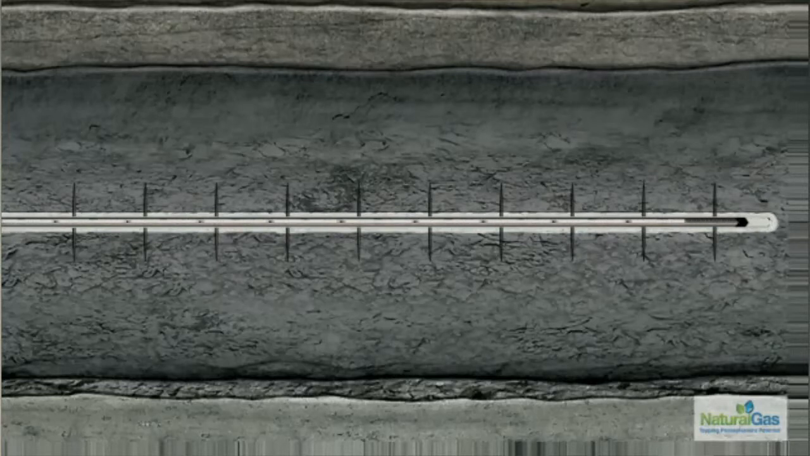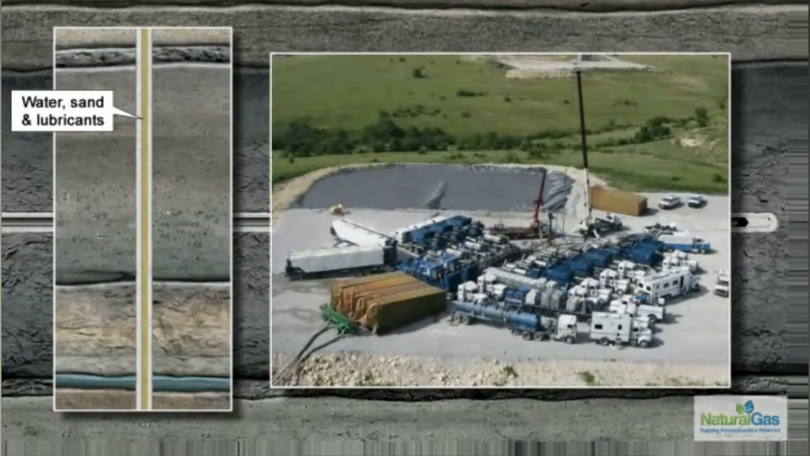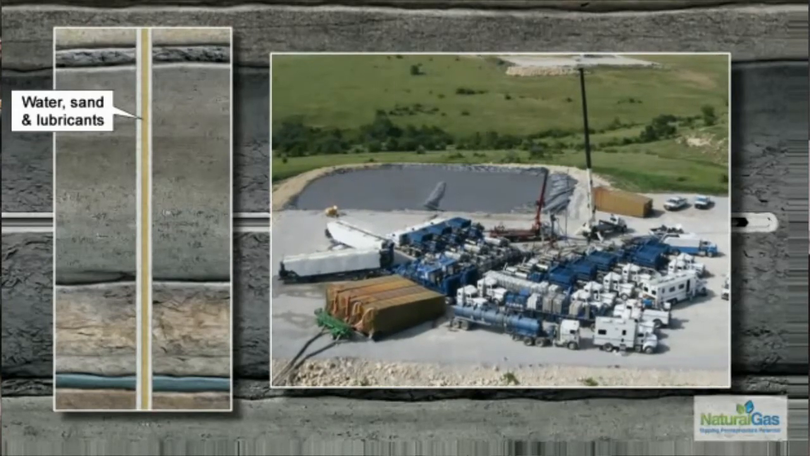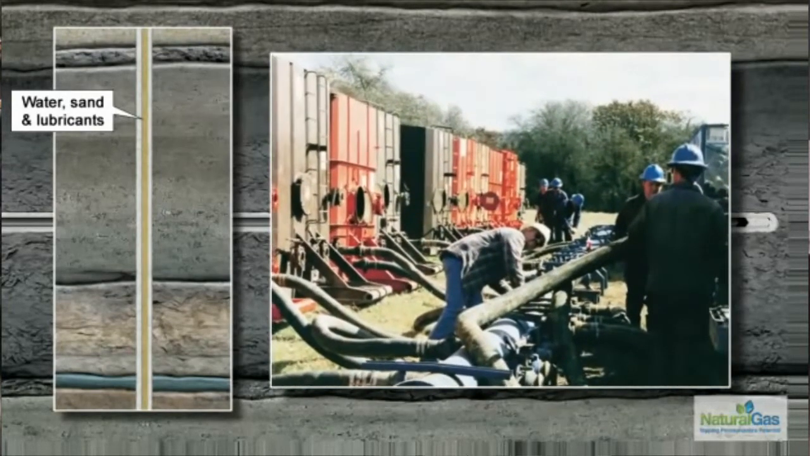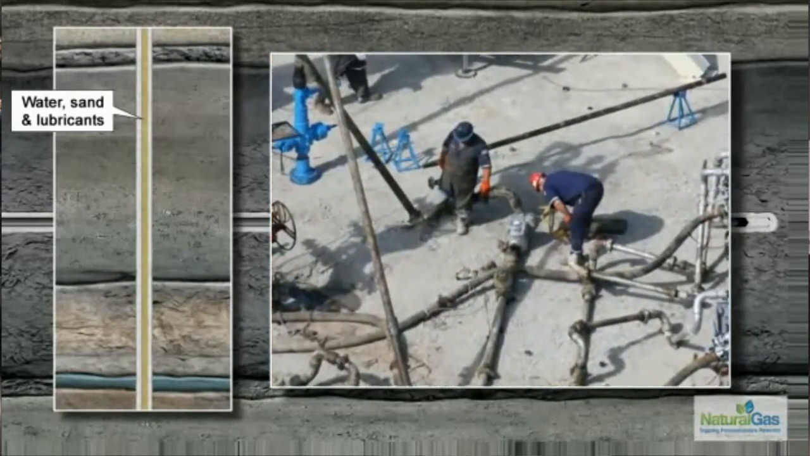The perf gun is then pulled out of the hole. Next, because the shale is tight or compressed, the well will have to be fracked. Known as hydraulic fracturing, this is a process where water, sand, and lubricants are pumped into the wellbore and down the casing under extremely high pressure.